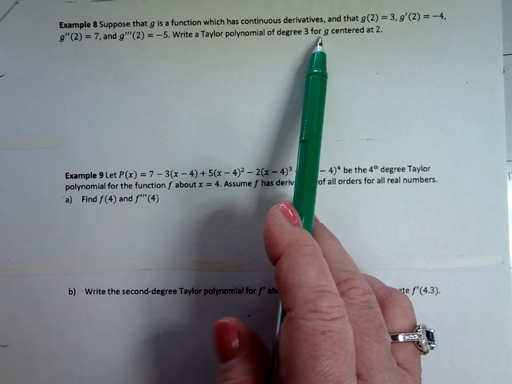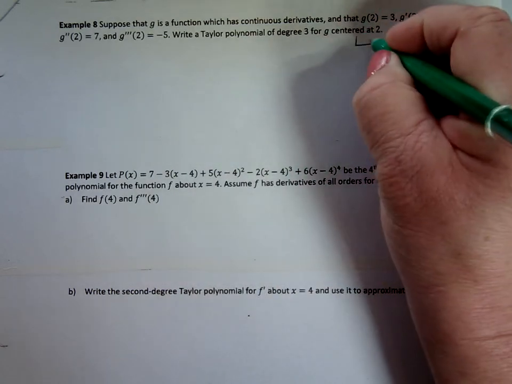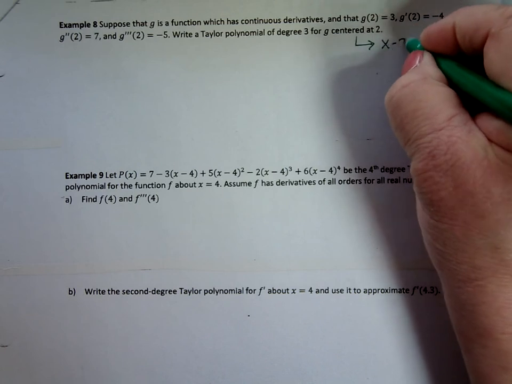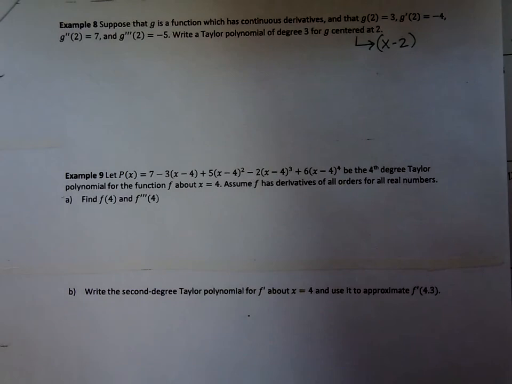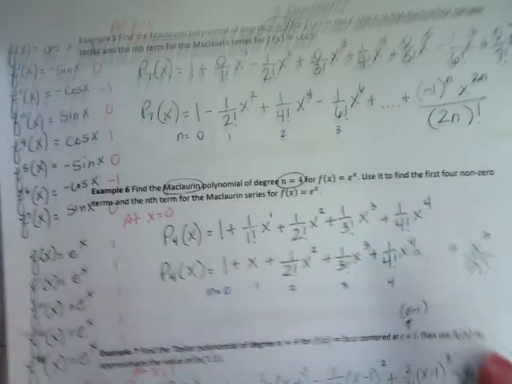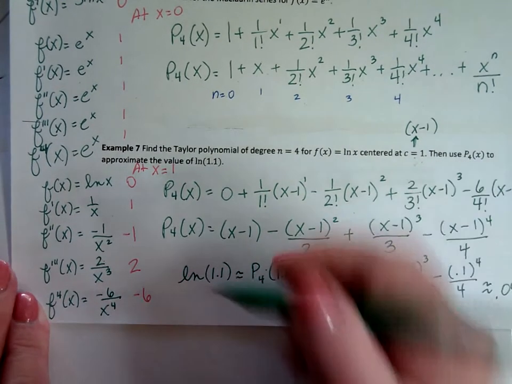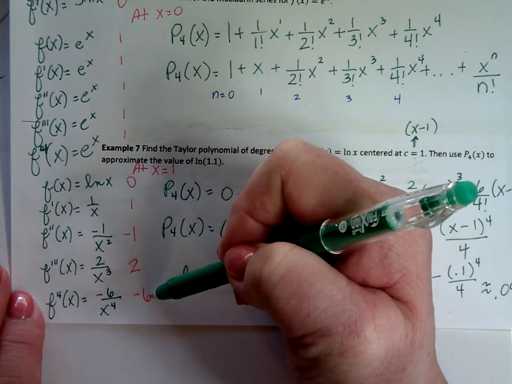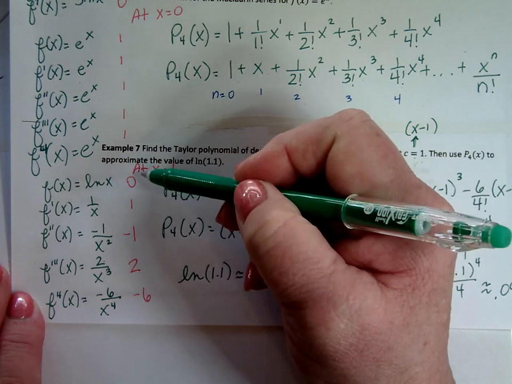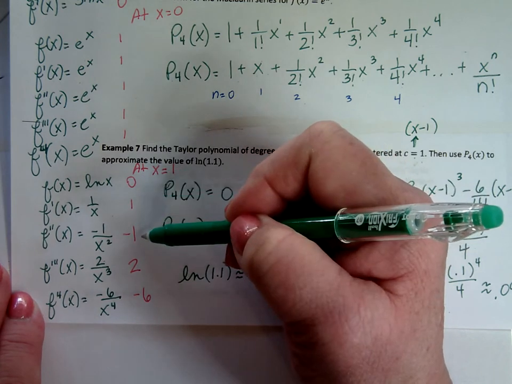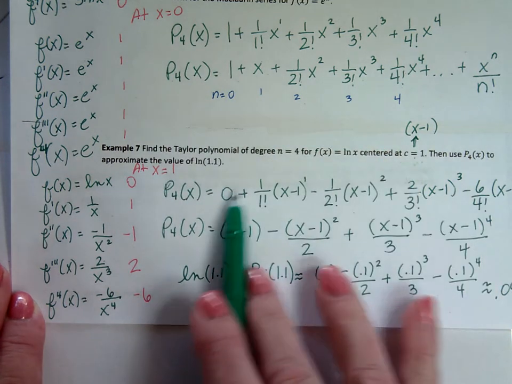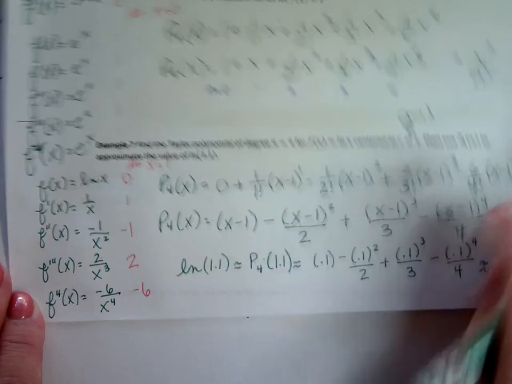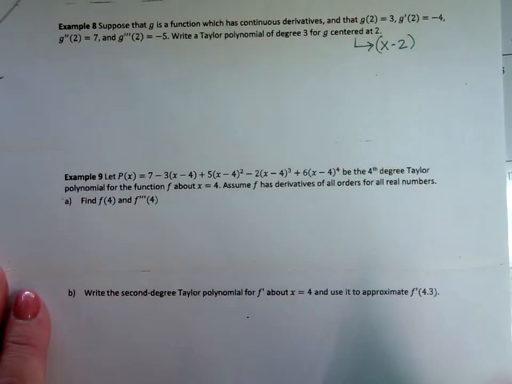Well, centered at 2 means that you're not using x, you're using x minus 2 as your grouping. But what they've done for you, let me go back and show you from the last problem here. What they did for you is they gave you all of these values: what it was at g of 2, at g prime of 2, at g double prime of 2, and at g triple prime. So they gave you these values that are going to become your numerators in here. And so it makes it really simple. So I'm taking a polynomial of degree 3.